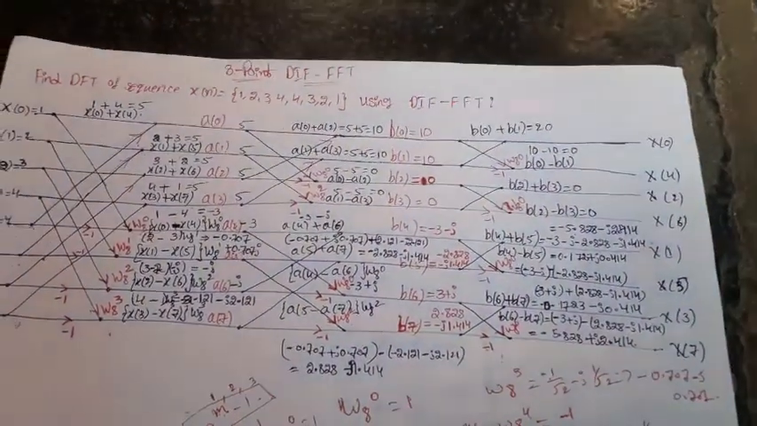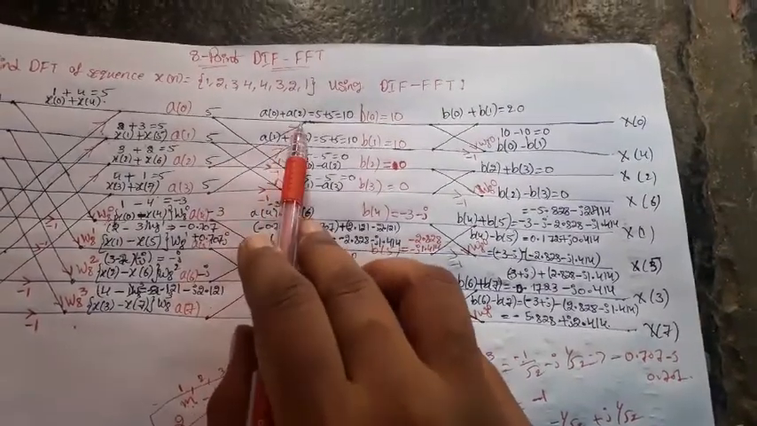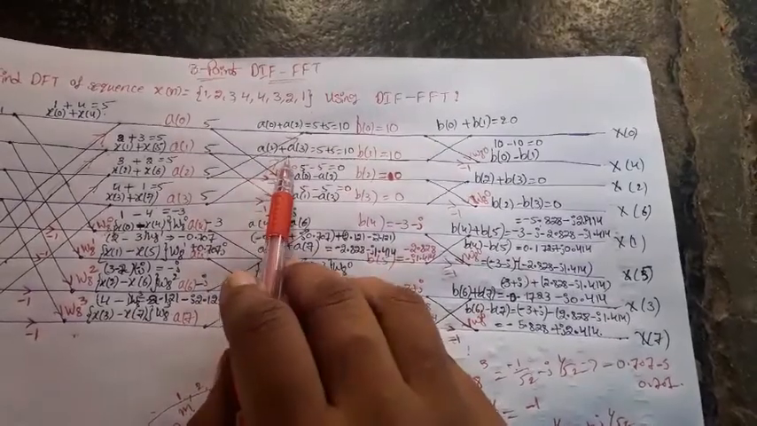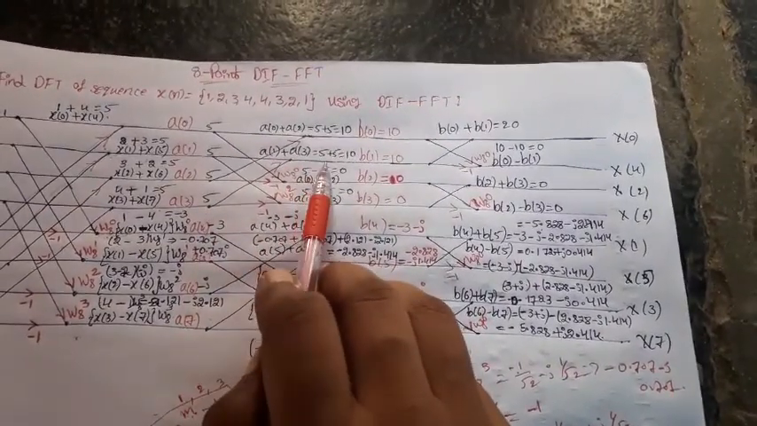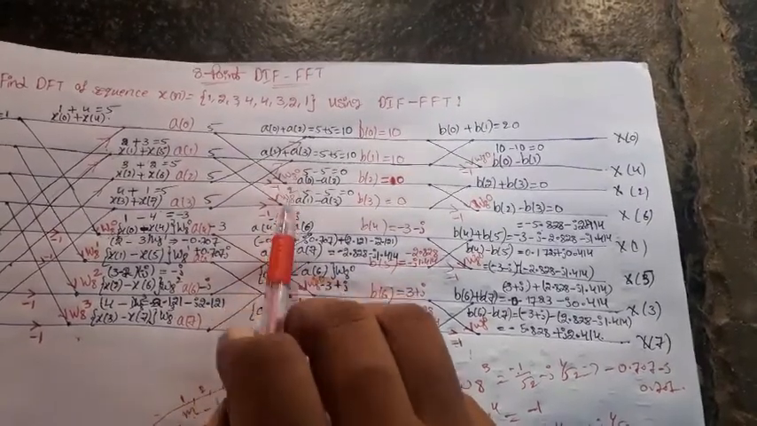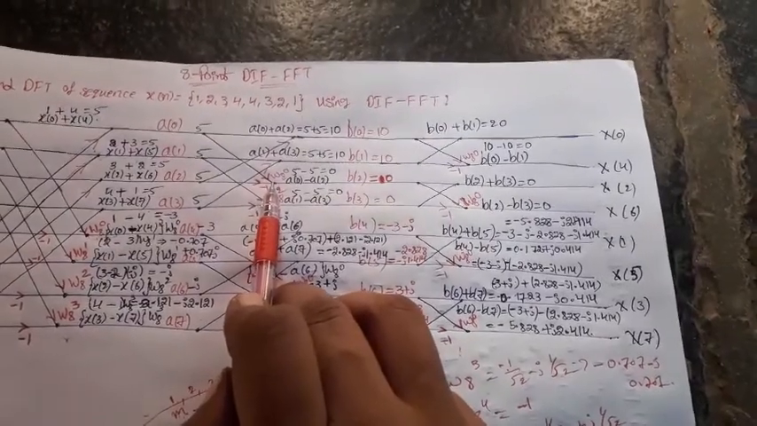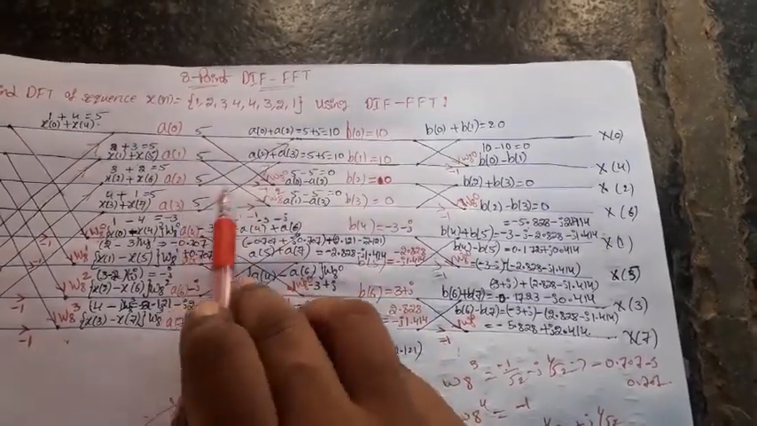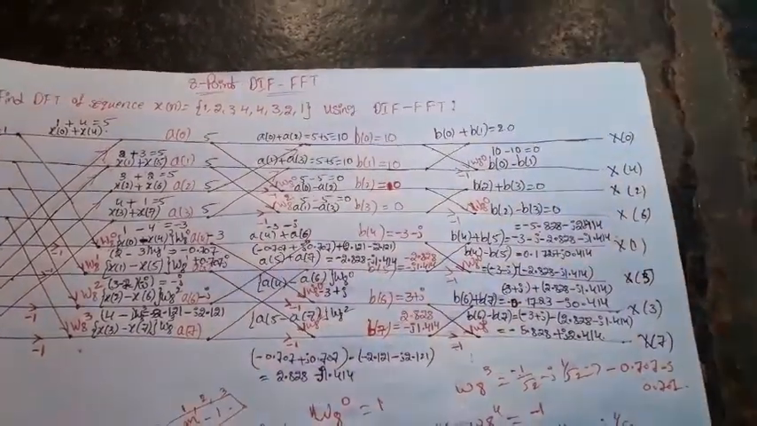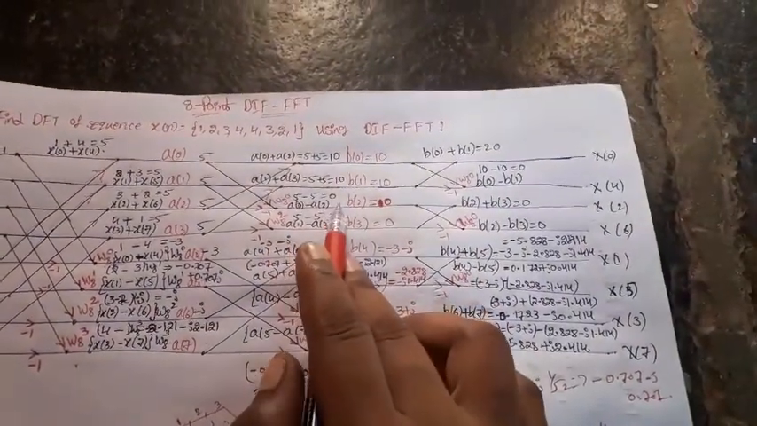So the value is a of 0 plus a of 2, 5 plus 5 is 10. Next, a of 1 plus a of 3, value is 5 plus 5, 10. Next, here multiplied with minus 1 and W8 to the power of 0, here W8 to the power of 2. See here, a of 0 minus a of 2 into W8 to the power of 0. W8 to the power of 0 value is 1. Okay. So 5 minus 5 is 0.